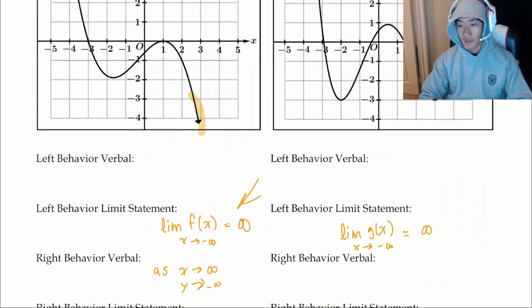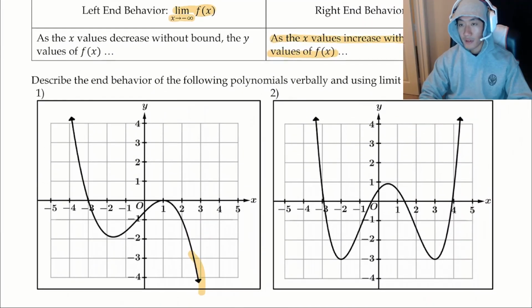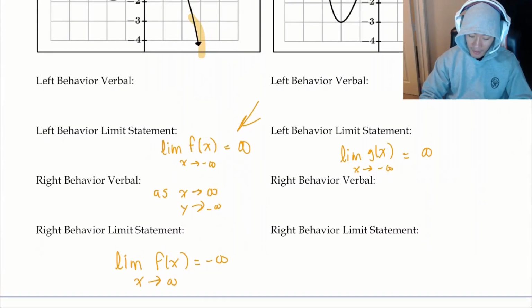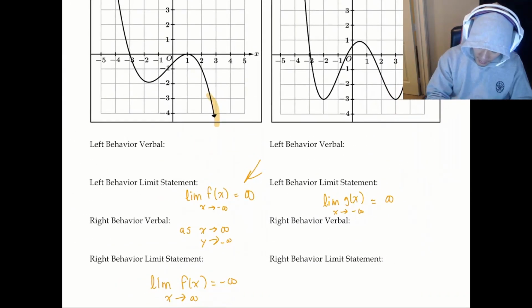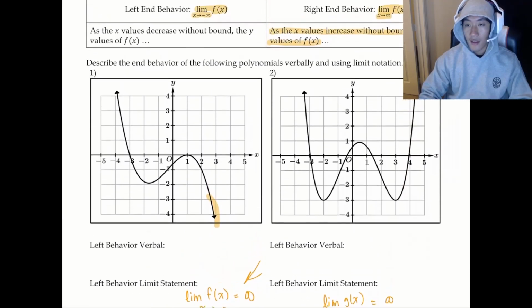Then right behavior, verbal: as x increases without bound, so does the y value, towards positive infinity. And so I'll say that the right behavior limit statement is the limit of g of x as x approaches positive infinity is equal to positive infinity. All right, that is about it as far as end behavior and general polynomials.